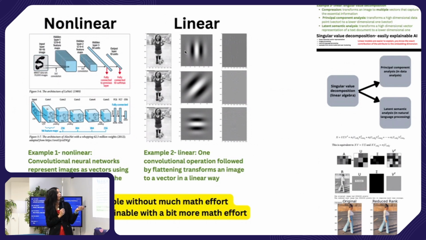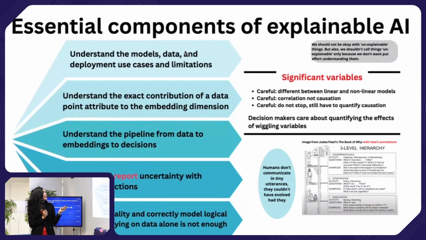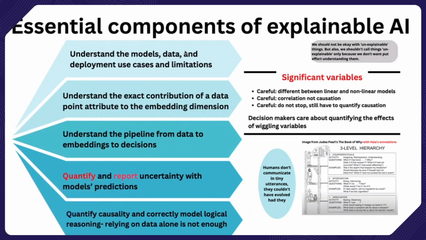In linear models, you can always explain more about how every input feature affects the output. But in nonlinear models, you have to do more math. That math is doable, and someone needs to sit down and do it. And that's my next step. So what are the essential components of explainable AI? That is what I'm working on right now.